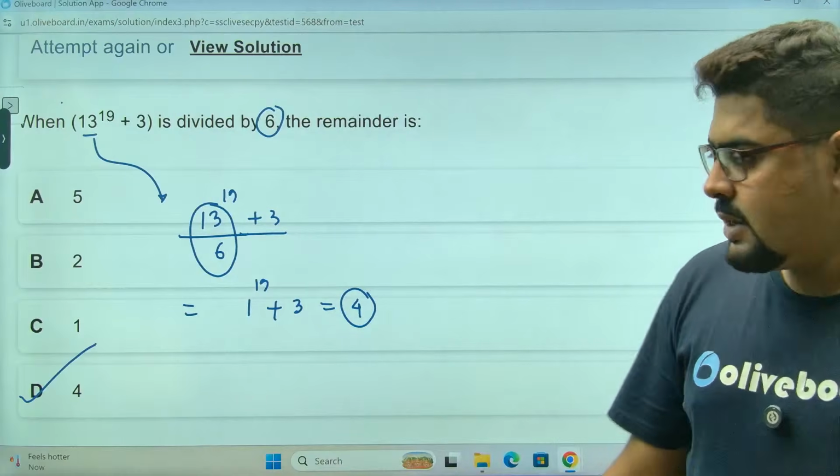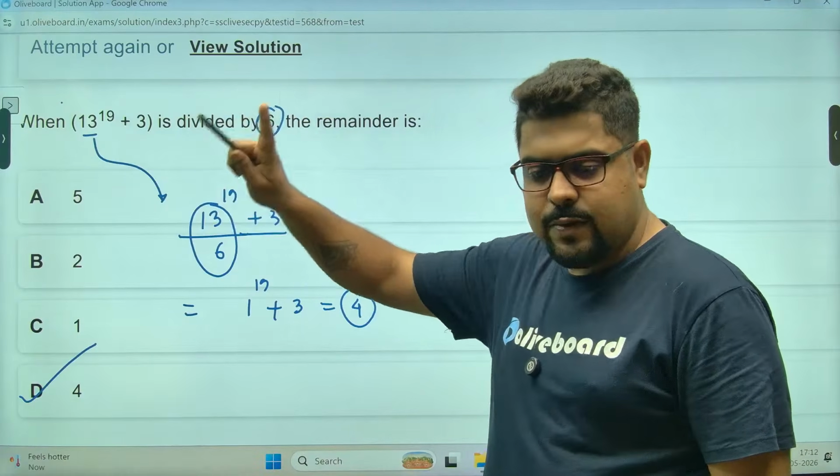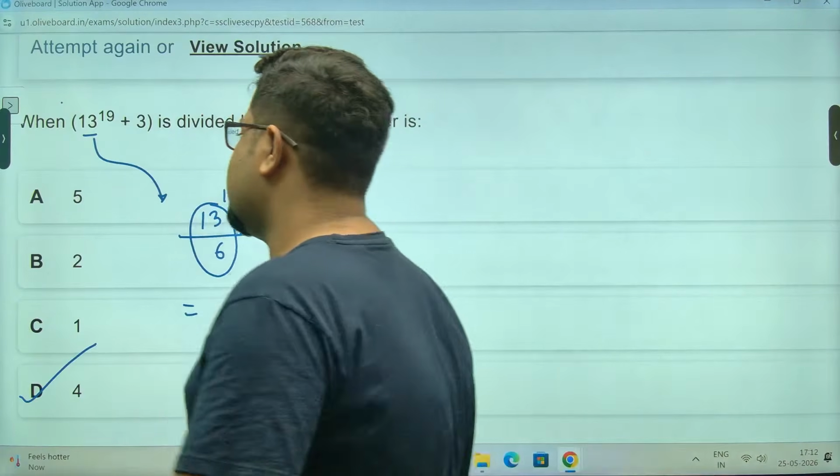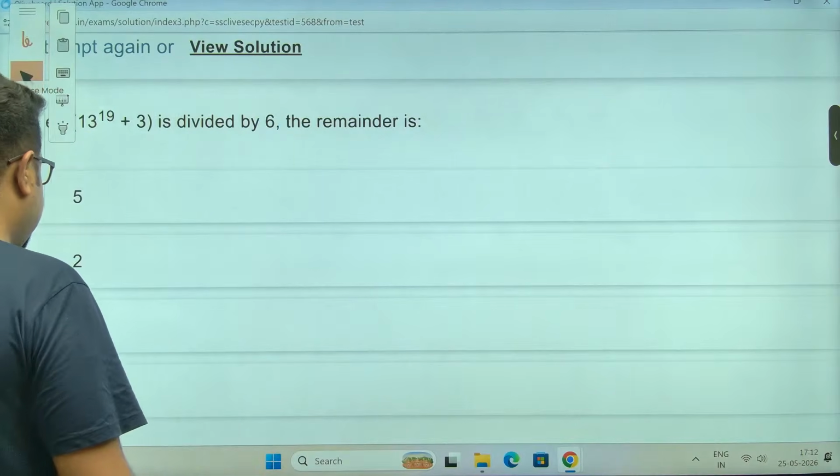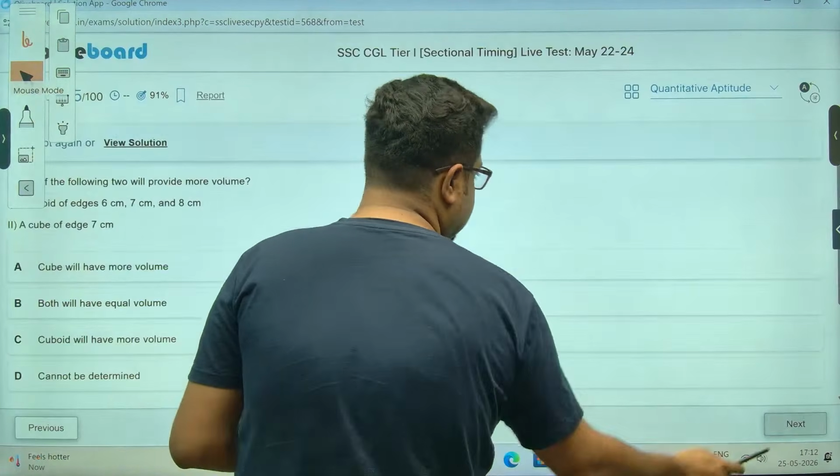10 seconder, sir. Because 6 twos are 12, then 1. So 1 to the power anything is 1 only. It would have been interesting if it was 11, meaning minus 1.